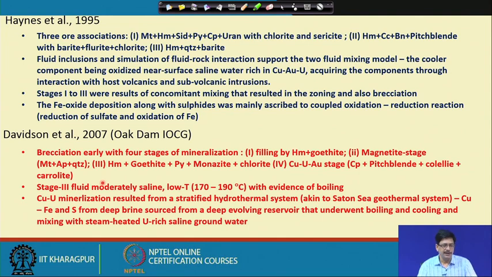So, later on in 1995, Heinz et al. also deciphered three ore associations. The first one is magnetite, hematite, siderite, pyrite, chalcopyrite and uraninite with chlorite and sericite. The second stage was hematite dominant, with chalcocite and bornite, where the sulfides give rise to a more chalcocite-bornite kind of mineralogy, with pitchblende. And the latest stage was hematite, quartz and barite, which was a non-sulfide bearing stage.